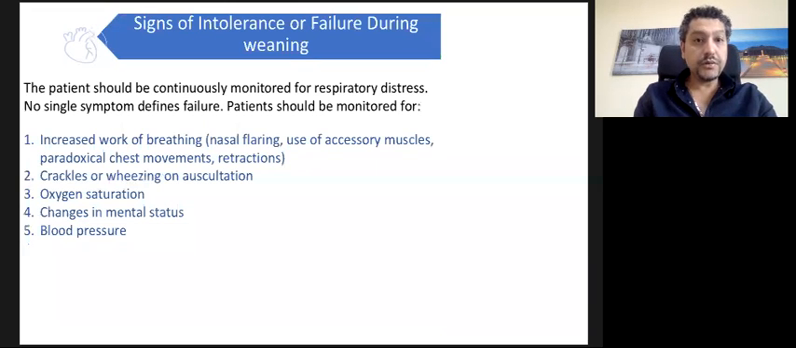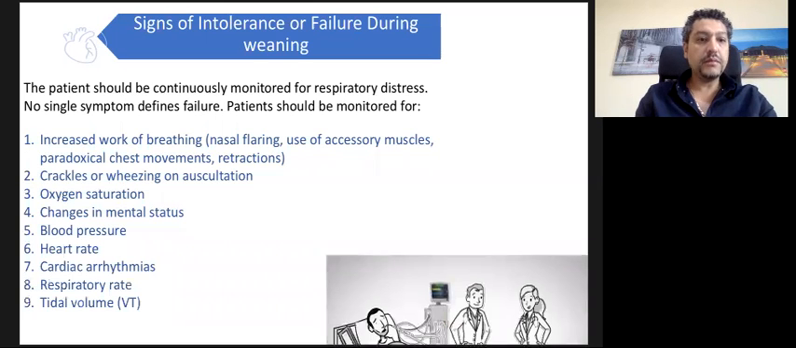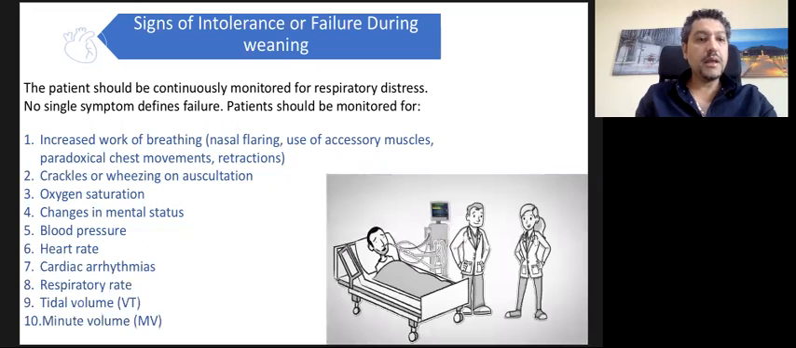The blood pressure, if the patient is hypertensive, uncontrolled hypertensive, or severely shocked. These are all alerts that can portend the failure of the weaning. Heart rate as well. Cardiac arrhythmia, if the patient had a rapid AFib, SVT, VT, then you have to deal with this first before you start the weaning. The respiratory rate and the tidal volume, in addition to the minute volume as well. These are all signs to portend the failure of weaning if they are present.